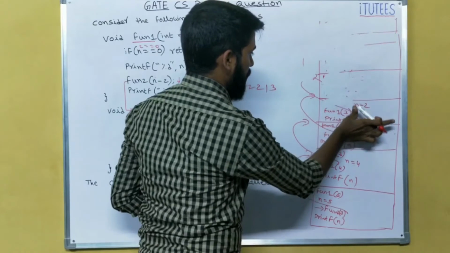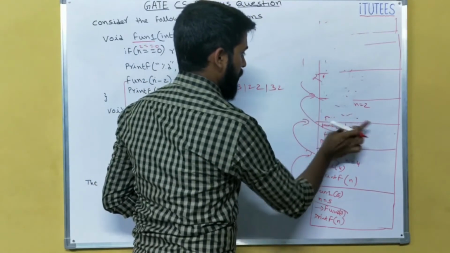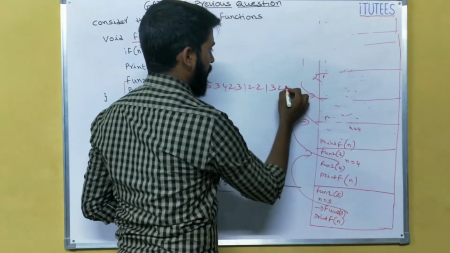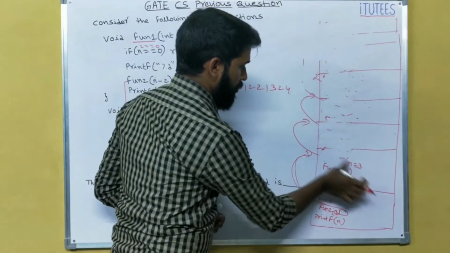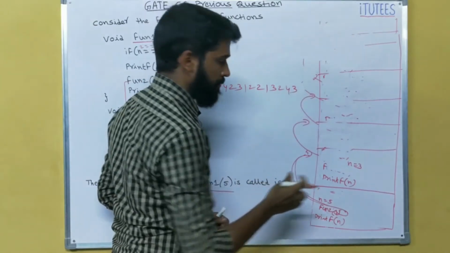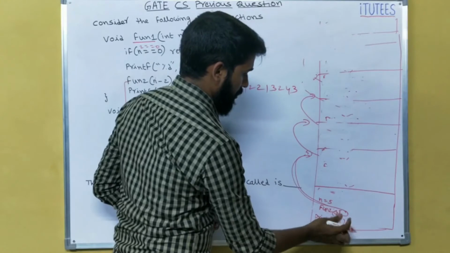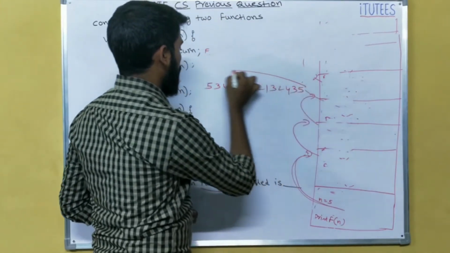Same like that, these two are completed. Print n, 2. Like that, printf n, what is the n value? 4. This is also completed. Now function 2, these two are executed. Printf n, what is the n value? 3. Next, these instructions are executed. What is the n value? 5. So this is the output.